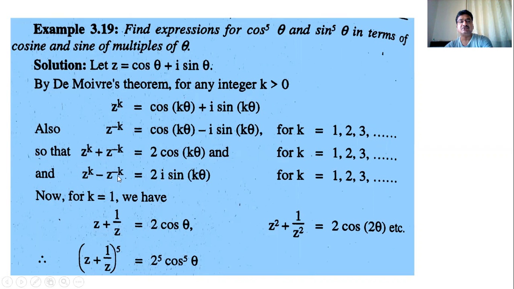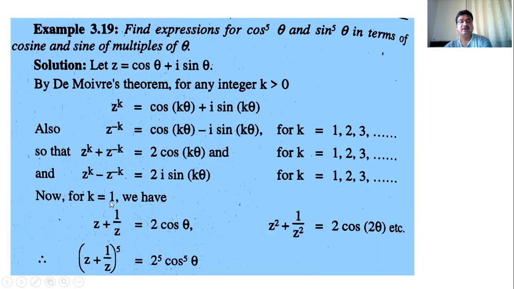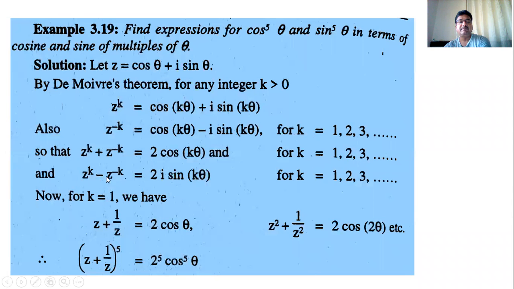Z raised to k minus 1 by Z raised to k is equal to (2i sin k theta) bracket raised to 5. So from this equation, substitute k as 1. What we have? Z minus 1 by Z is 2i sin theta.